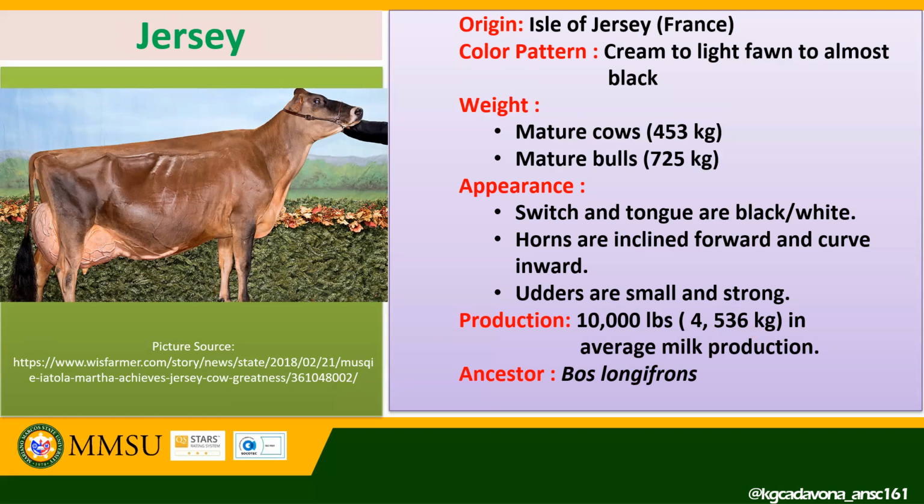Ay, before ko makalimutan pala, Jerseys are usually, just take note of this, relatively heat tolerant in comparison to other breeds and have a reputation as excellent grazers that produce milk with high fat and protein content. So basically, they are adaptable and efficient users of feed that even in poor pastures, they have this excellent grazing ability. Then what about for their production in terms of milk? So they produce mainly for about 4,536 kilogram of milk, and their main ancestor was from the Bos longifrons.